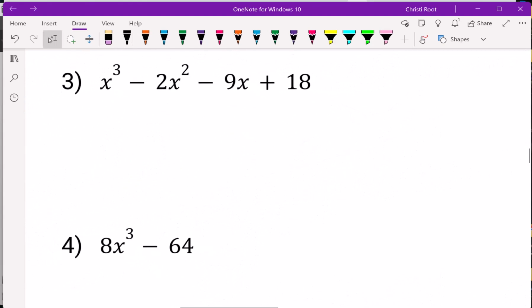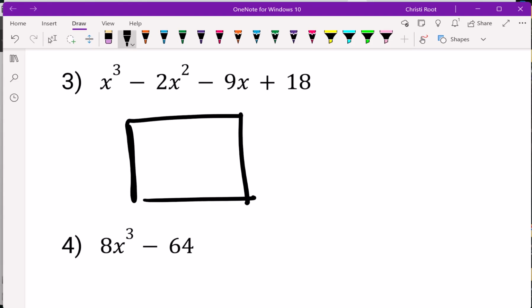So question 3, it's got 4 terms. Always look for a GCF. This one doesn't have a GCF, so I'm going to immediately create a 2x2. Yes, it is faster, in my opinion, to use the box method, and we're going to use a 2x2.